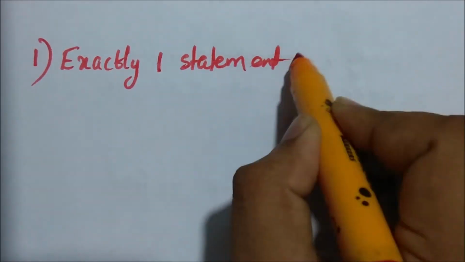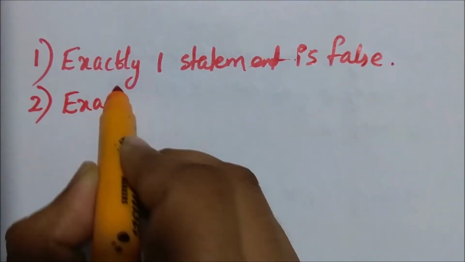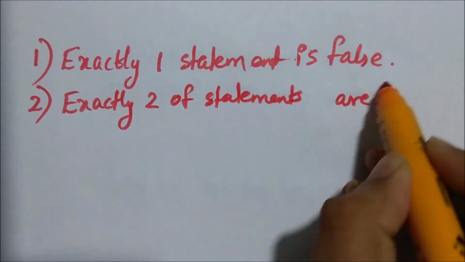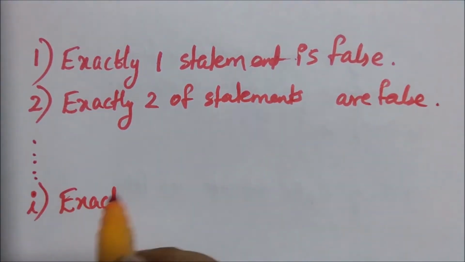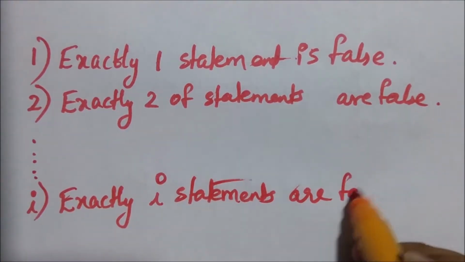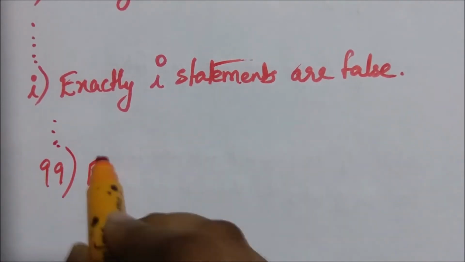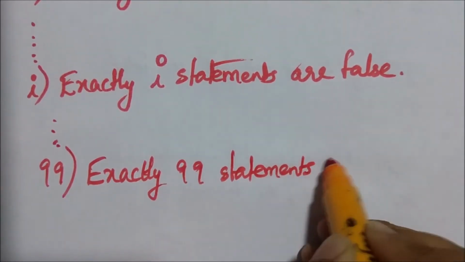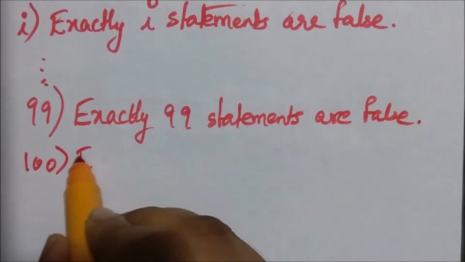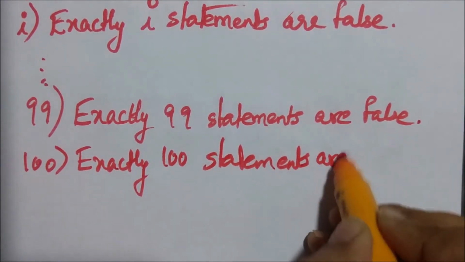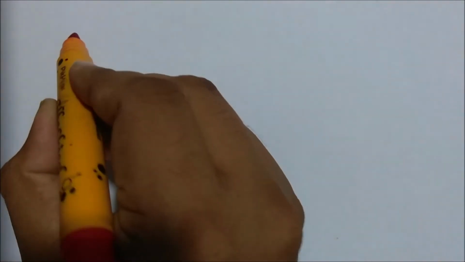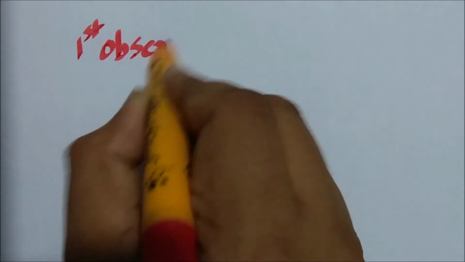Here, there are 100 statements, and the first statement is going to be "exactly one of the statements in this list are false," and so on. So the 100th statement is going to be "exactly 100 of the statements in this list are false." We have to note that there are only 100 statements. Okay, so what will be our initial observation?